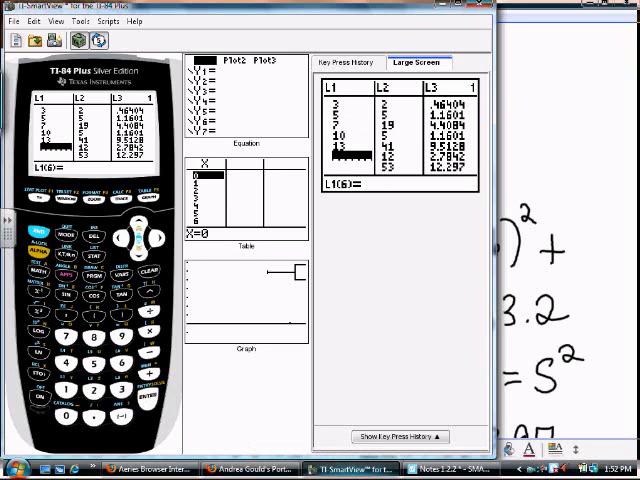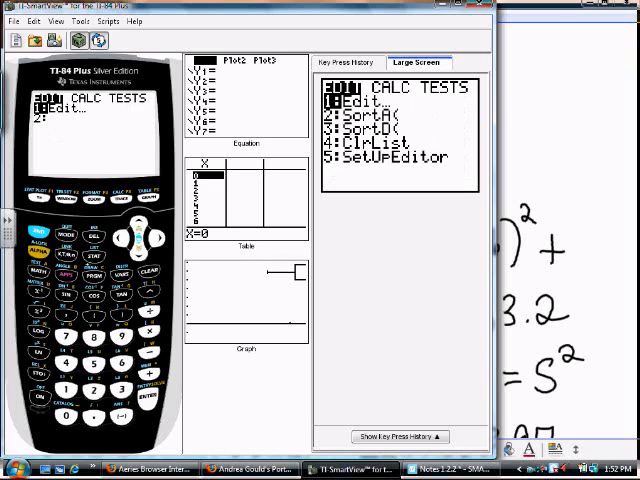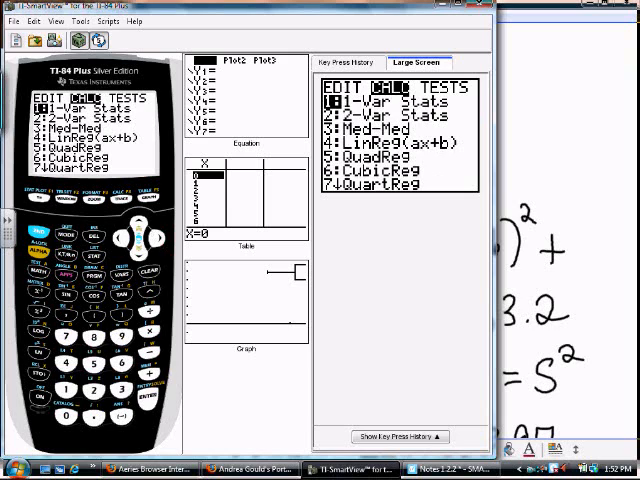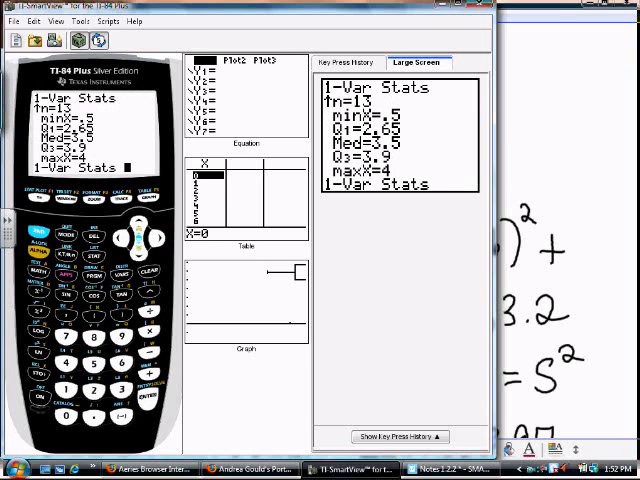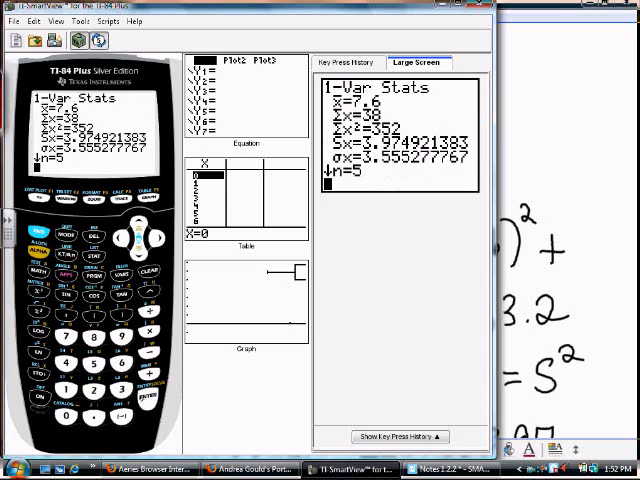Okay. So I have mine in list 1. I'll hit Stat, Calc, 1var stats again, and hit enter because I was in list 1, and that 3.97 is right there under the SX number.